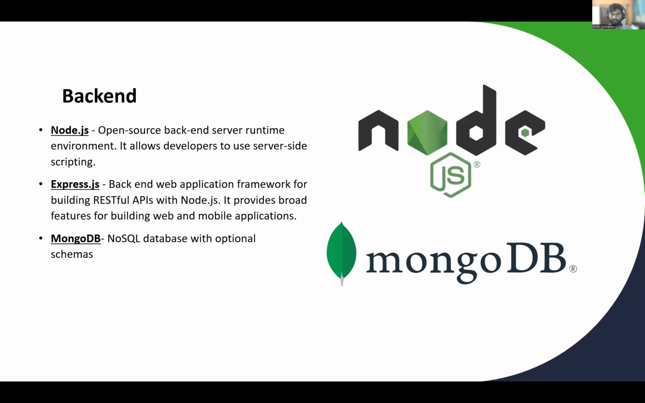Then in the backend, we'll be using Node.js. This will allow us to run scripts on the servers, whereas React.js will run on the user's PC. Node.js and Express.js will run together on our servers. Node.js is an open source backend server runtime, which allows us to use server scripting. Express.js is an extension of Node.js that allows us to build a backend web application framework with Node.js, and it is used for building web and mobile applications. And finally, we'll be using MongoDB for our database. MongoDB is a NoSQL database.